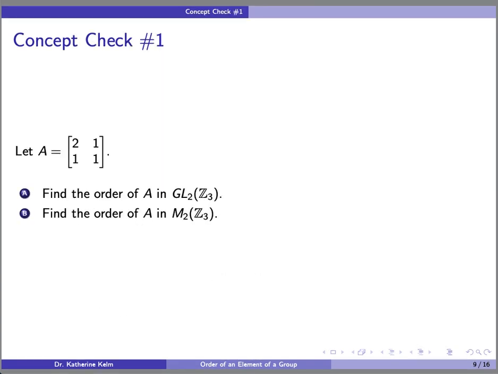Here we come to our first concept check. Let A be the matrix 2, 1, 1, 1. Part A, find the order of A, assuming that A is an element of GL2 of Z3. Part B, find the order of A in M2 Z3. Here you should pause the video and try to work the answer out for yourself as much as you can before going on.